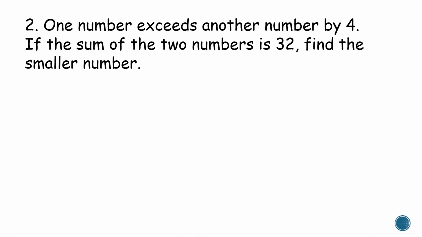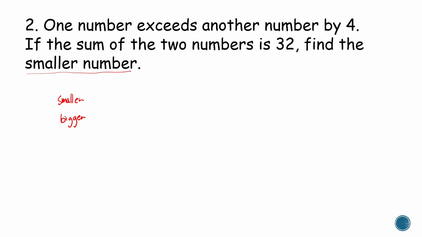One number exceeds another number by 4. If the sum of the two numbers is 32, find the smaller number. Okay, the question being asked here is very important, because it mentions to find the smaller number. The bigger number we don't know, right? But it's implied that there is obviously a smaller number here. So the first thing we need to do is come up with a representation of a smaller number and a bigger number. So what will be our smaller number? What will be our bigger number? We will start with that.